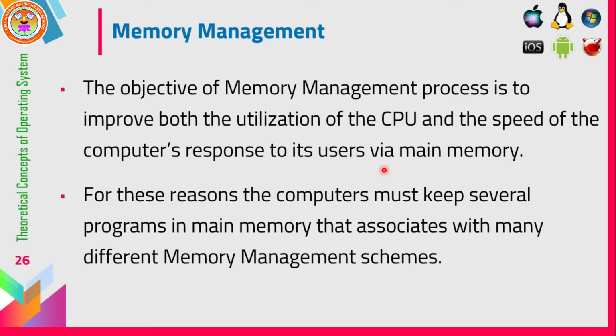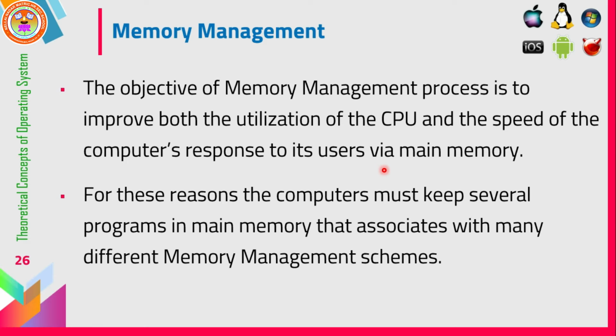The next point: the objective of the memory management process is to improve both the utilization of the CPU and the speed of the computer's response. These are two important objectives you must follow in memory management. The first one is what? Improve the utilization of your CPU, that means how much you can use the CPU for your process. And the next one is speed: what is the response speed for performing or executing any application? These two important objectives are managed in the memory management process.